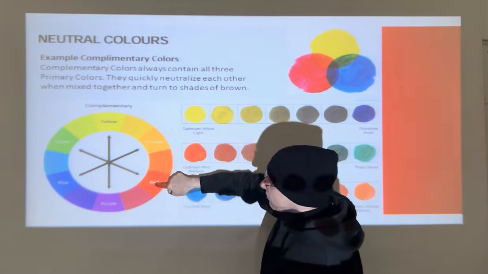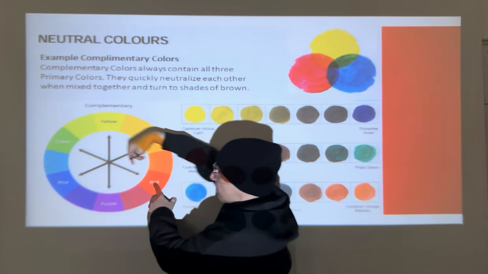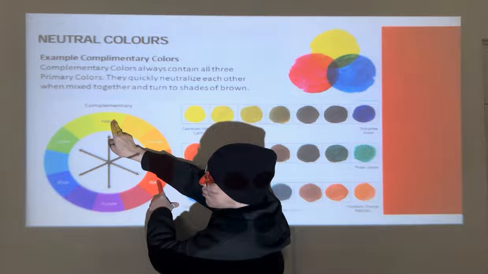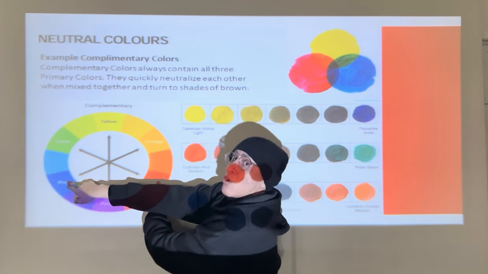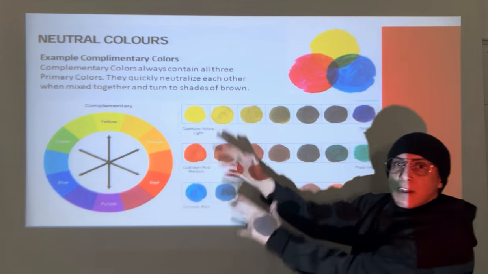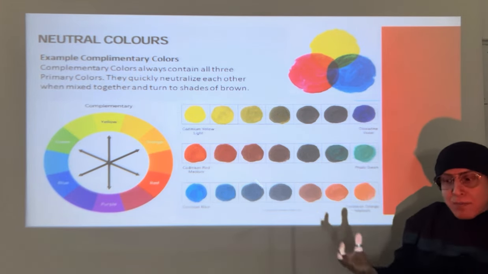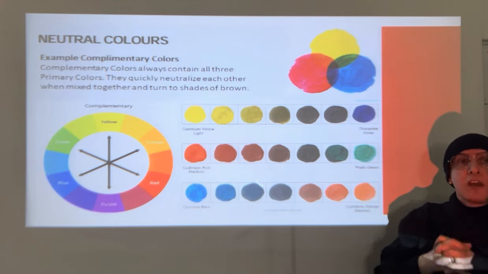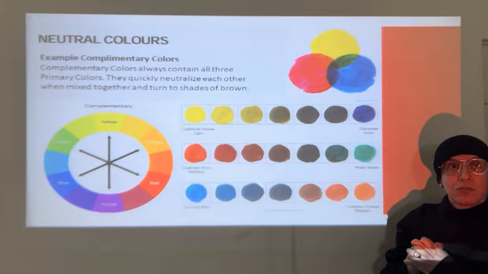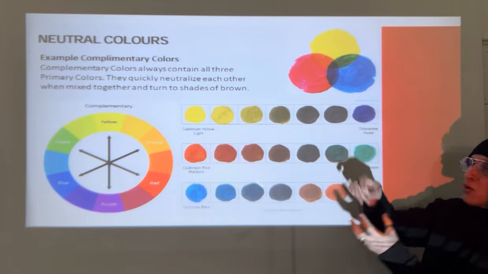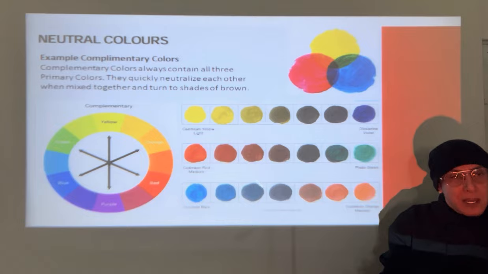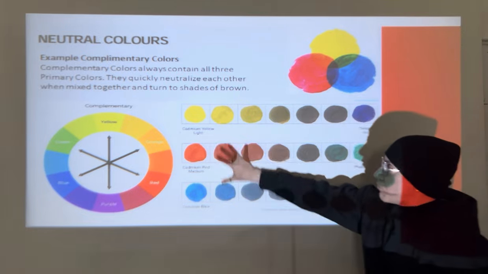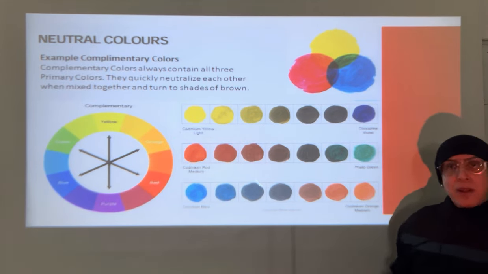Now let's see red with green. Red is a primary color. Green, how is it created? By mixing yellow with blue. Yellow and blue are also primary. So any complementary pair contains all three primary colors. So by mixing all three primary colors, what do you create? Neutral colors. This is what it means. When we say mixing complementary colors, it's actually mixing all three primary colors together. And this creates this whole set of neutrals, depending on how you mix.